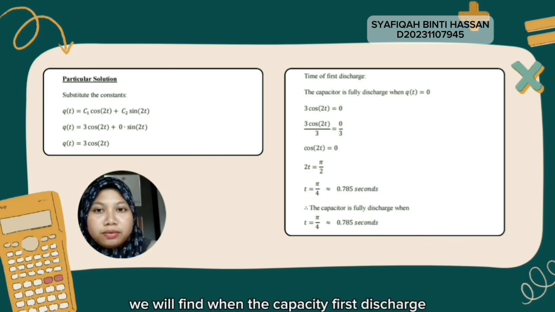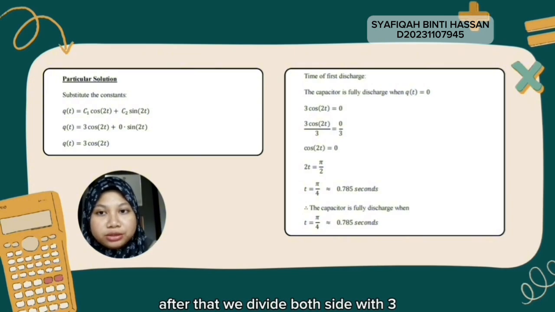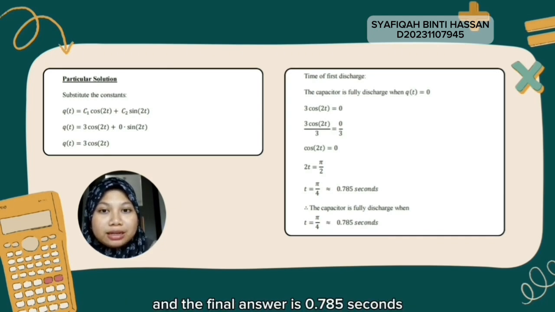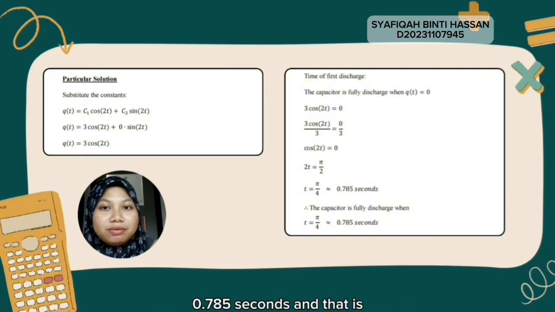Okay, the last one, we will find when the capacitor first discharged. To find when the capacitor first reaches 0 charge, we solve 3 cos 2t equals 0. After that, we divide both sides by 3. We get cos 2t equals 0. We solve it. We get 2t equals pi over 2, t equals pi over 4. And the final answer is 0.785 seconds. So the capacitor first discharged at approximately 0.785 seconds. And that's it. Thank you.